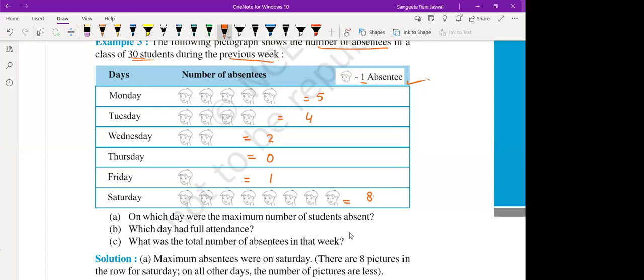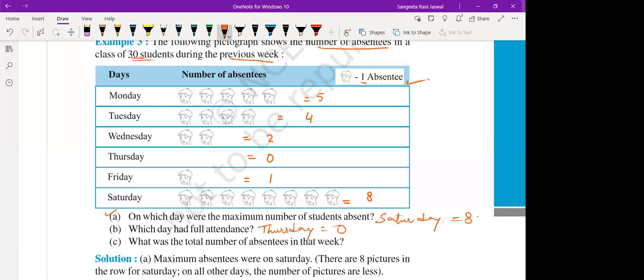So let's see now what is the question asked. On which day were the maximum number of students absent? So which was the day when you had maximum? Saturday. So that's Saturday. The number of students absent were 8. Okay. Which day had full attendance? Ma'am, Thursday. Yes, Thursday because no absentees were there.